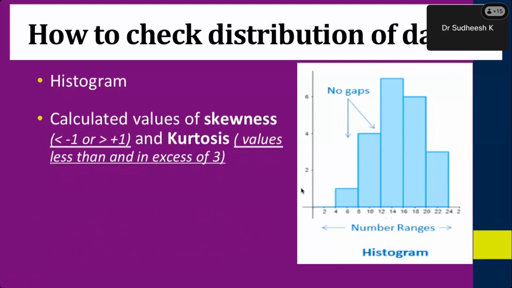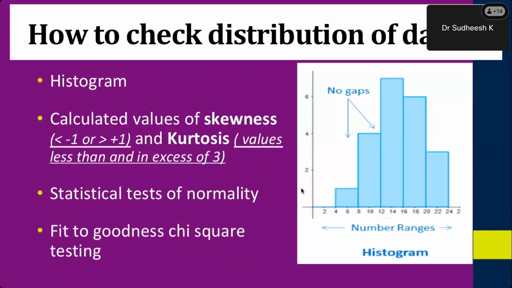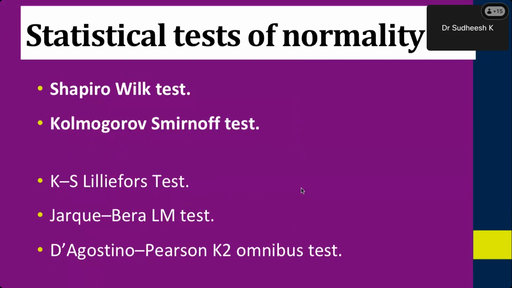Other than that, as I told you, calculate values of skewness and kurtosis, a value of more than 1 or less than -1. Likewise, kurtosis values in excess of 3 or less than 3 are considered as non-normal distribution. Finally, if these things are not helping, then we go to apply certain tests of normality. Now, what are they? They are known as goodness-of-fit tests. Among them, the most commonly used tests are Shapiro-Wilk and Kolmogorov-Smirnov test. Now, what is the significance of this?